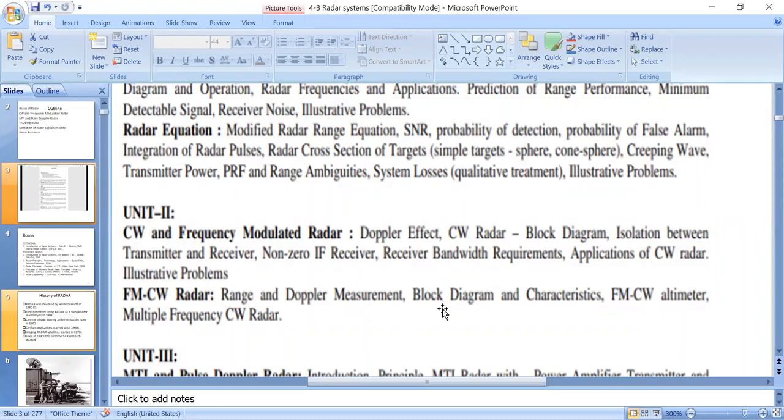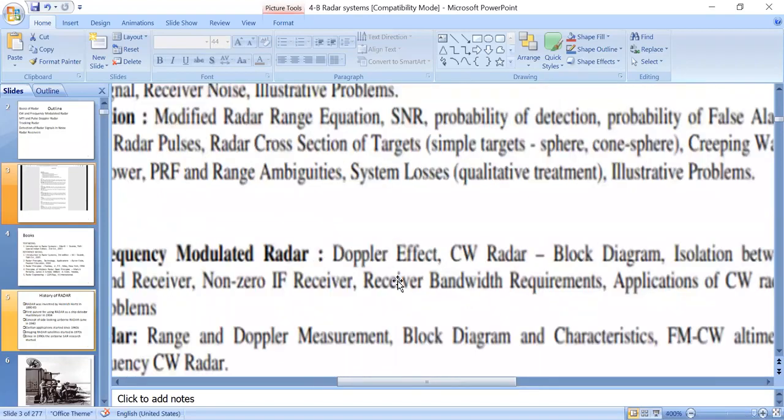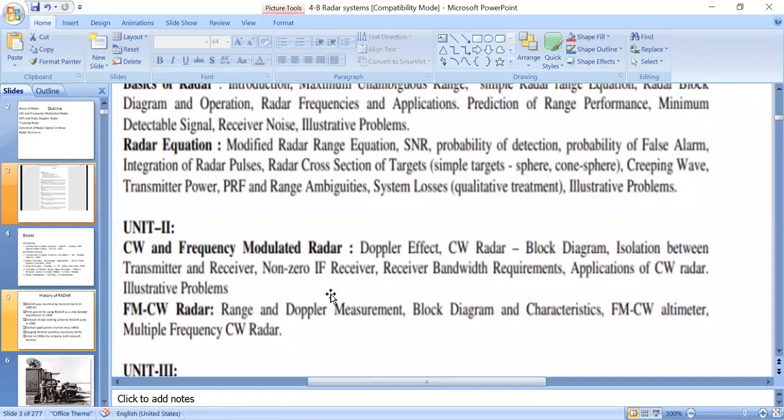In today's class, I will recall all the important concepts in the second unit, as well as the concept of multiple frequency CW radar, which is the last topic in your second unit. Okay. So first we'll see the syllabus in your second unit. What are the topics we already discussed in this second unit? So see here. In the second unit, you already learned about continuous wave and frequency modulated radar, right?